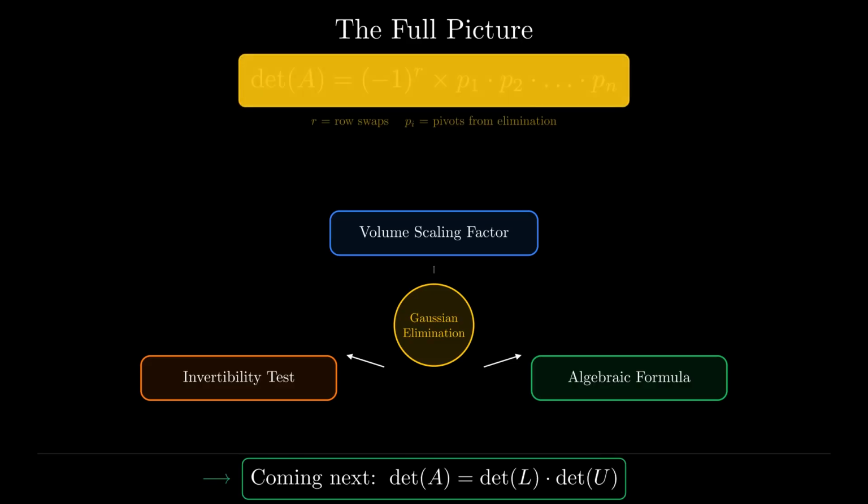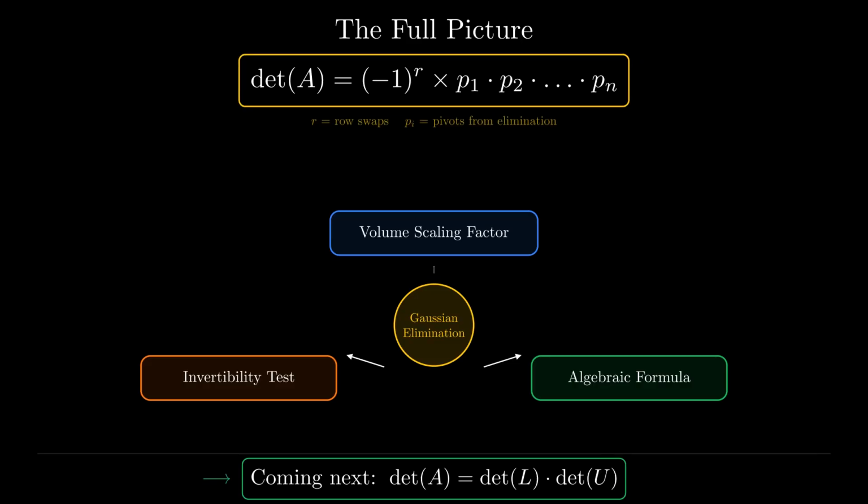Next time, we'll see how this product of pivots idea leads to an elegant factorization. The determinant of A equals the determinant of L times the determinant of U.